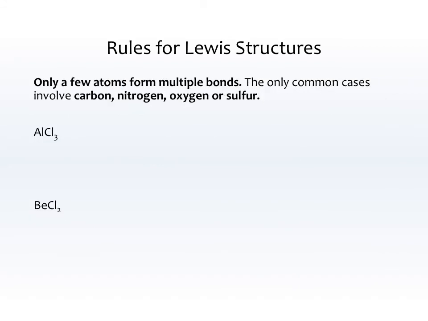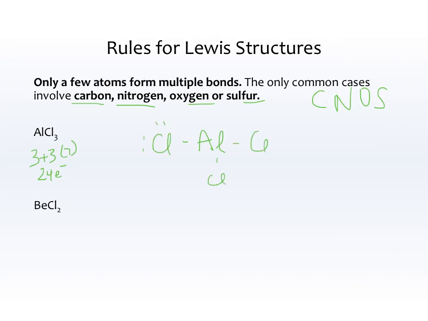Next rule. Okay, so on this next one, only a few atoms can form multiple bonds. The only common cases involve carbon, nitrogen, oxygen, sulfur. If it's not one of those 4, you're not going to see double or triple bonds at all. So we have AlCl3. 3 electrons plus 3 times 7. 21 plus 3 is 24 electrons. Al in the center, Cl around the outside. Give everyone an octet.